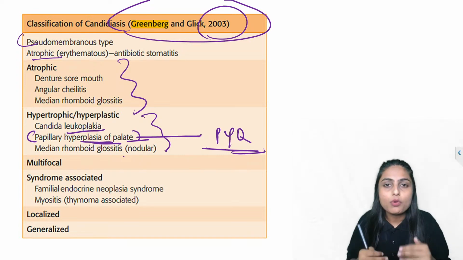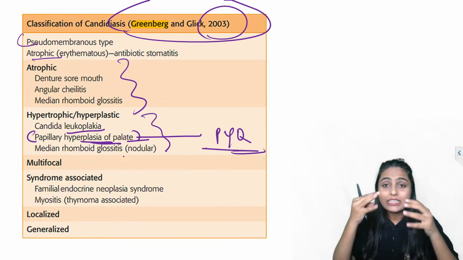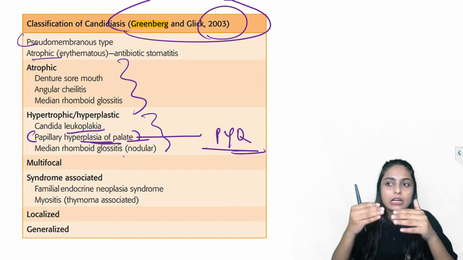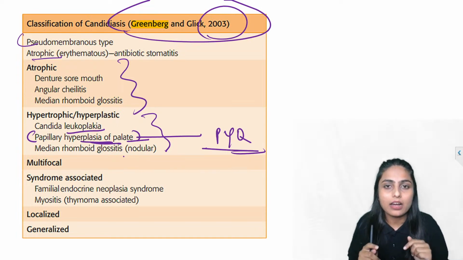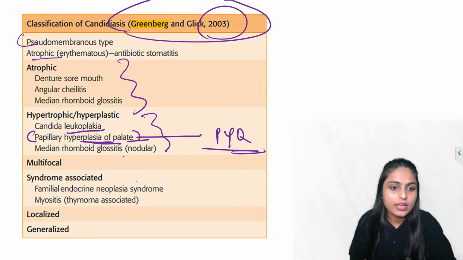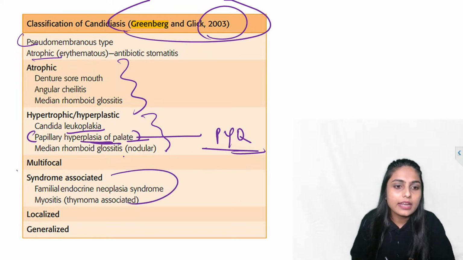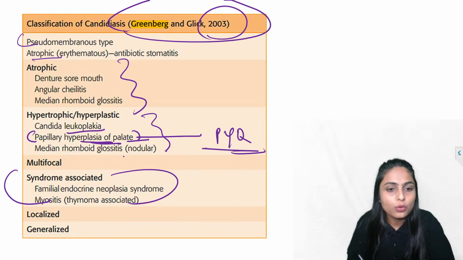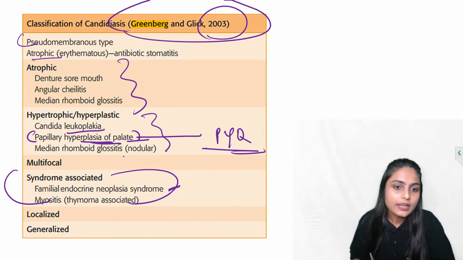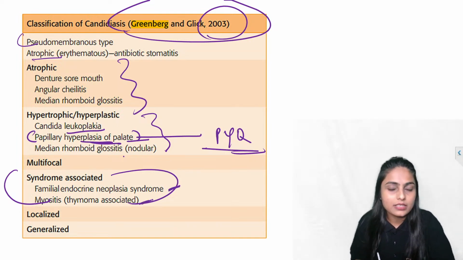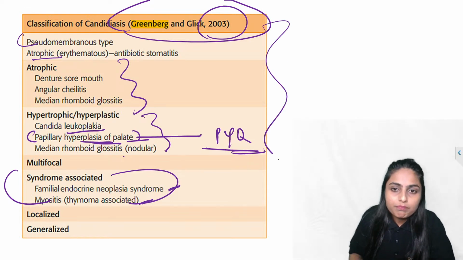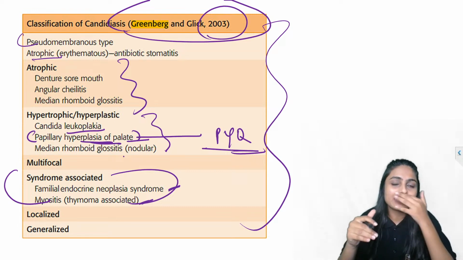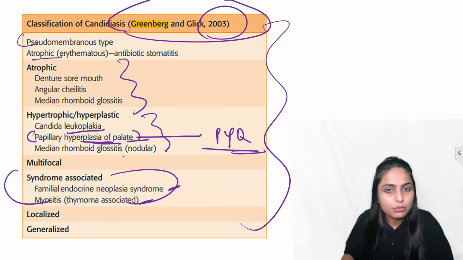Median rhomboid glossitis, again, nodular type is under hypertrophic type. Then we have multifocal candidiasis, meaning multiple regions are affected. Then systemic involvement of candida albicans, with syndromes such as multiple endocrine neoplasia syndrome, and myositis associated with thymoma. So these are the candidiasis types that you need to know.